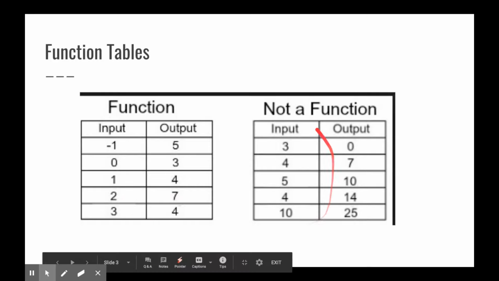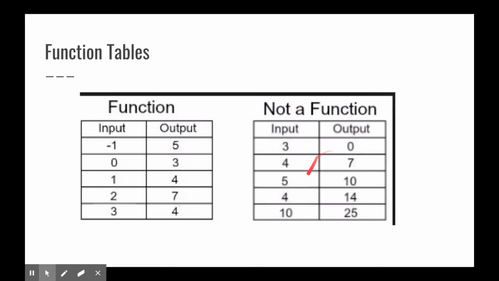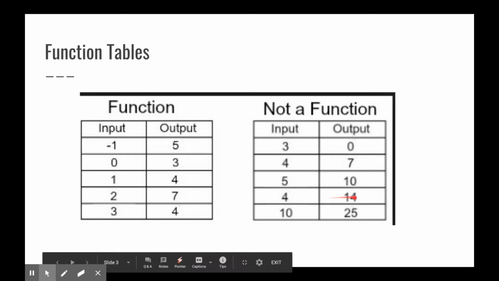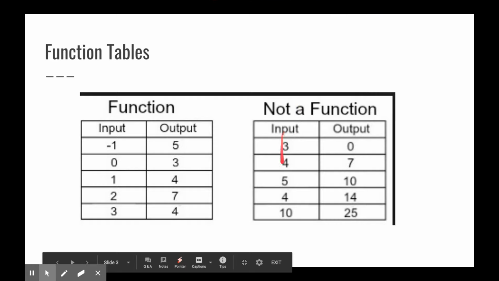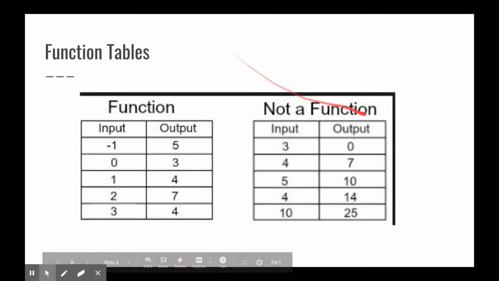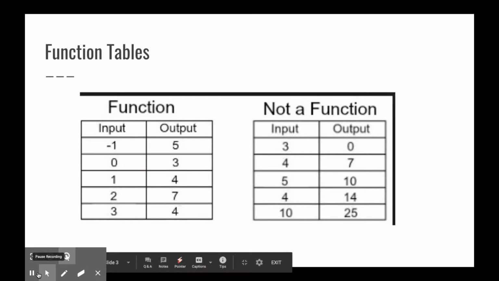This one, only one. But when we look over here, my 3 is paired with 0. So that's okay. But when I see my 4, it's paired with 7. And down here, it's also paired with 14. My 5 is paired with 10, and my 10 is paired with 25. But my 4 has 2 y values, meaning that this cannot be a function. And the easiest way to look at a table is to just look at your x values or your input values and see if anything repeats. Over here, nothing's repeating. Here, my 4 is repeating. So we know that this cannot be a function.